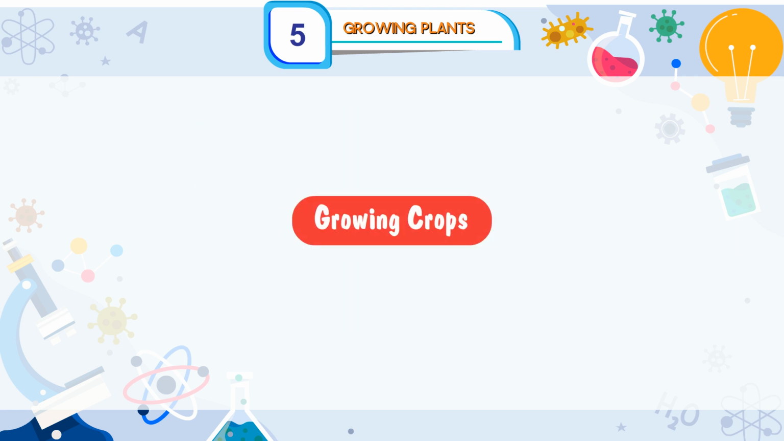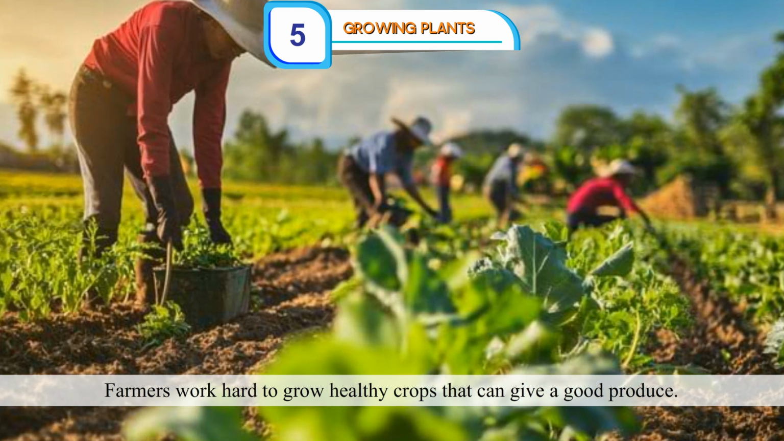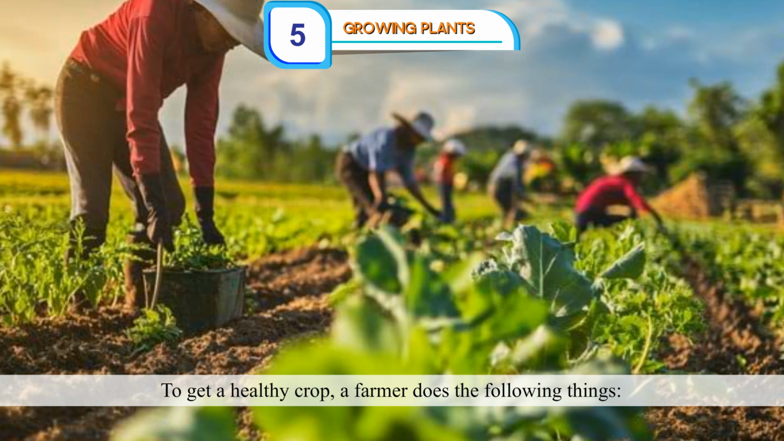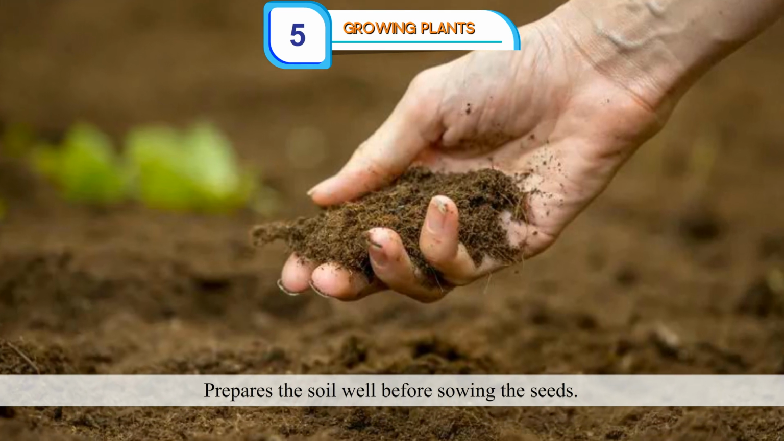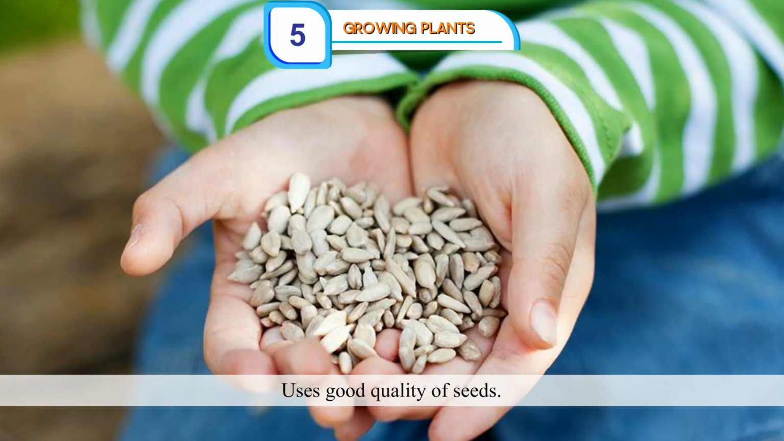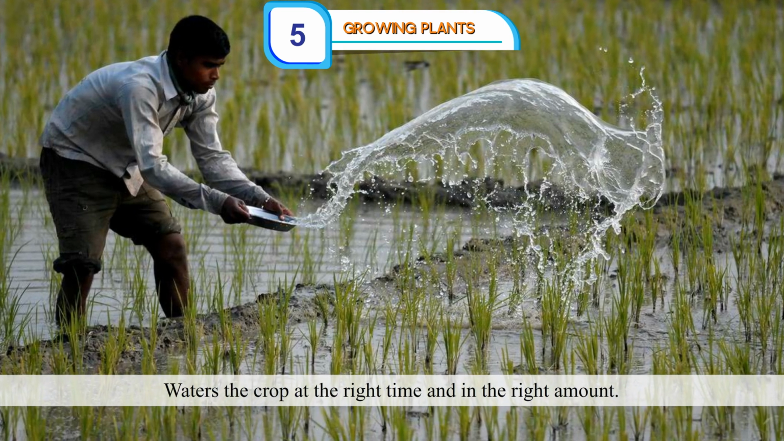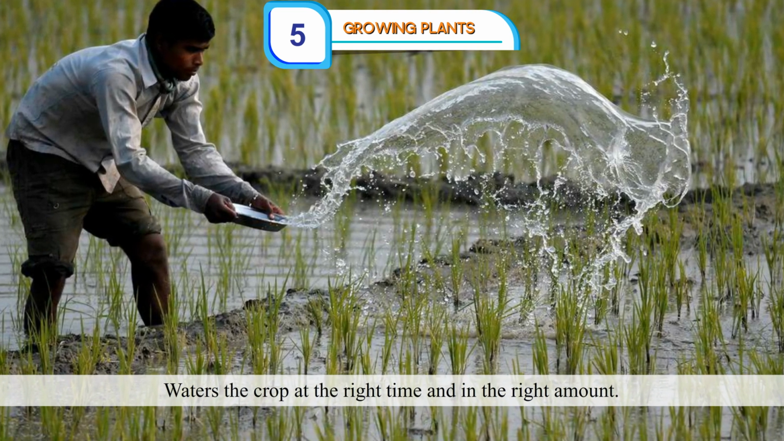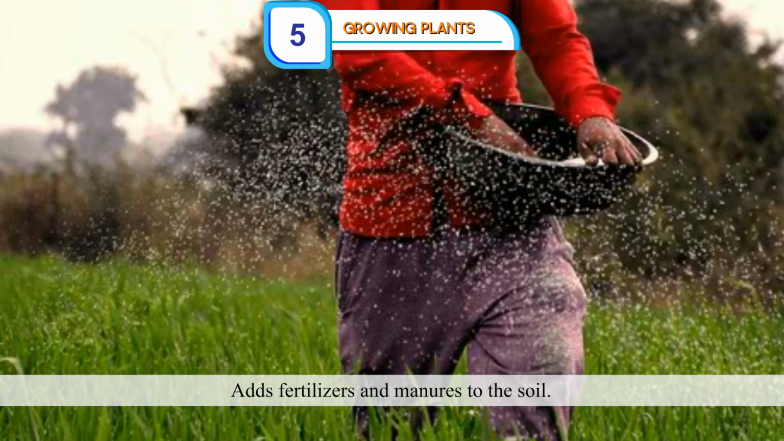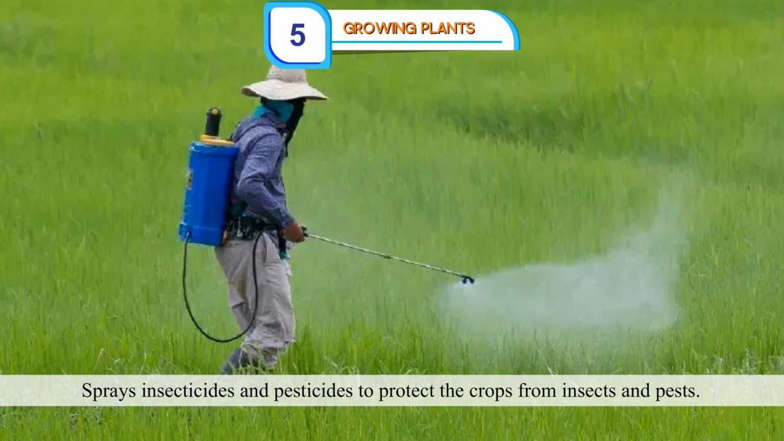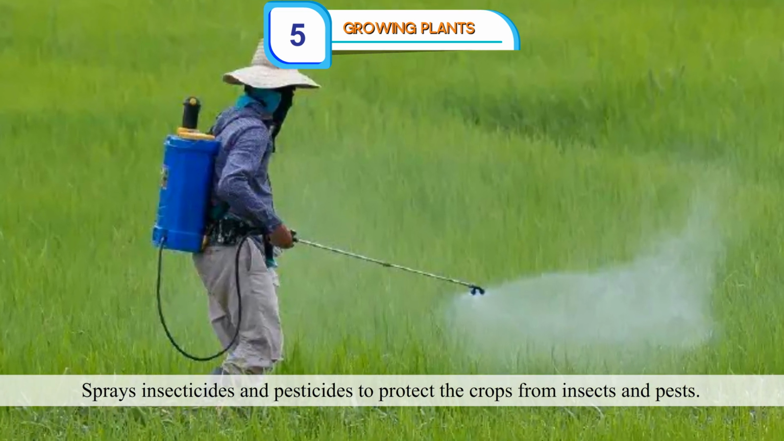Growing crops. Farmers work hard to grow healthy crops that can give a good produce. To get a healthy crop, a farmer does the following things: prepares the soil well before sowing the seeds, uses good quality seeds, waters the crop at the right time and in the right amount, adds fertilizers and manures to the soil, sprays insecticides and pesticides to protect the crops from insects and pests.